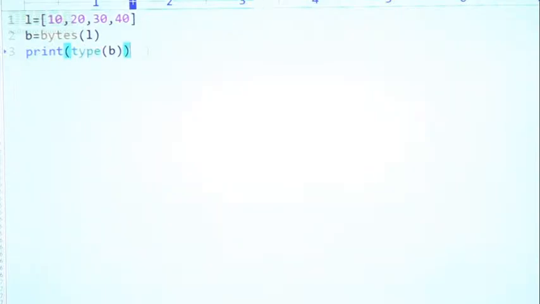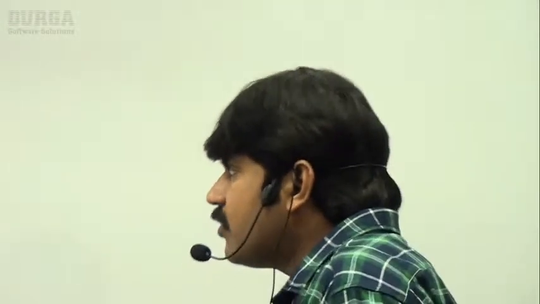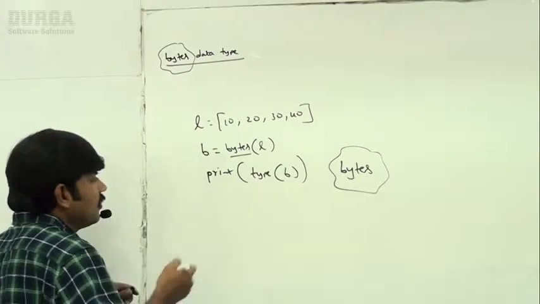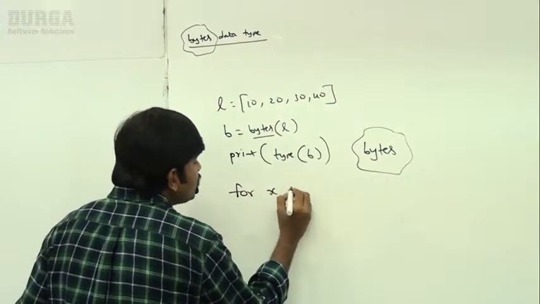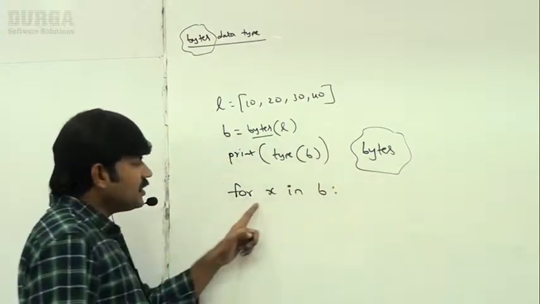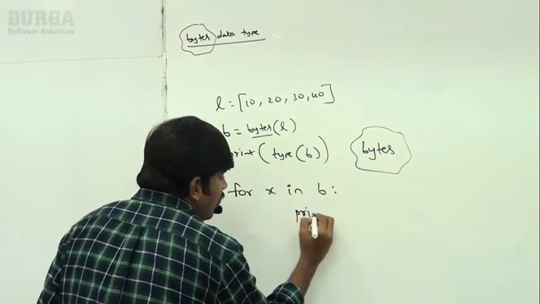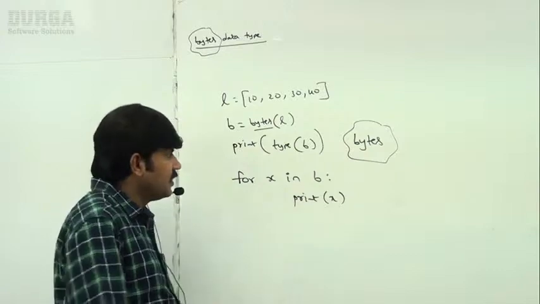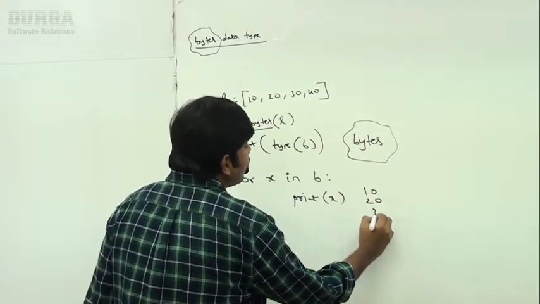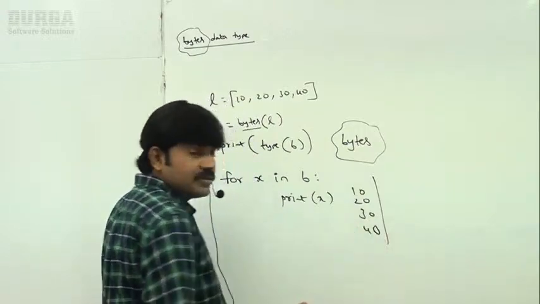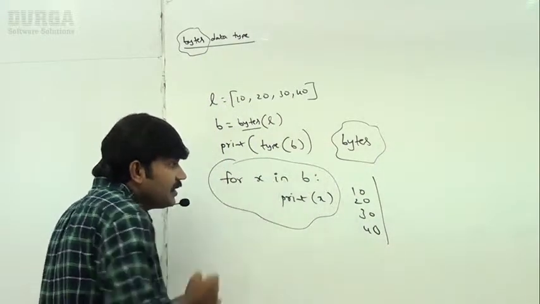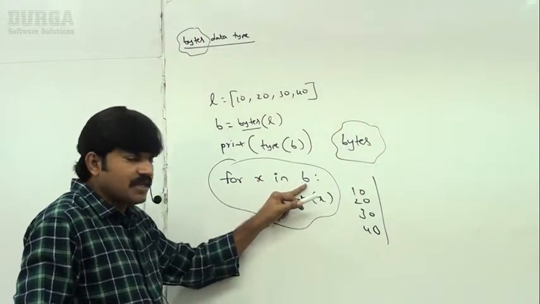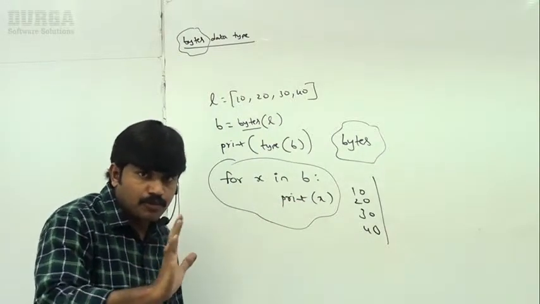Now I want to print all values present inside this B. What is the option? For each x value in B, print of x. What are the answers? 10, 20, 30, 40 by default we are going to get. Do you know for loops? We will discuss loops in detail in flow control, where I will explain. Just be aware that for every element present inside B, we print that element.